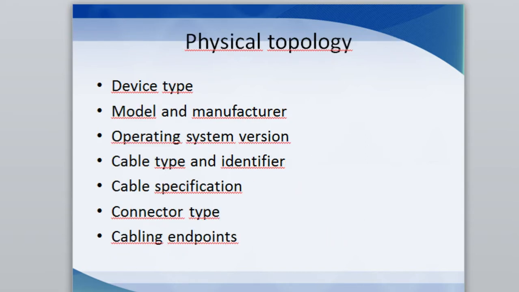Now, the physical topology, as its name says, is the physical diagram of your network topology. It has everything to do with the hardware that is in your network. And these diagrams contain the following information, which is the device type, the model and manufacturer, the operating system version, the cable type and identifier, the cable specification, the connector type, and the cabling endpoints.